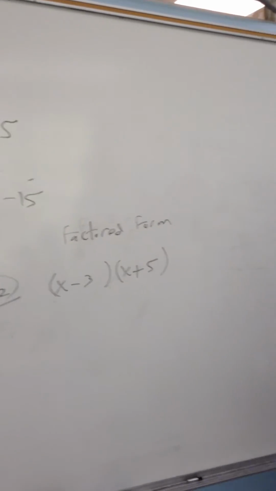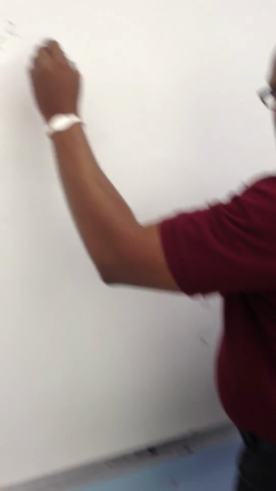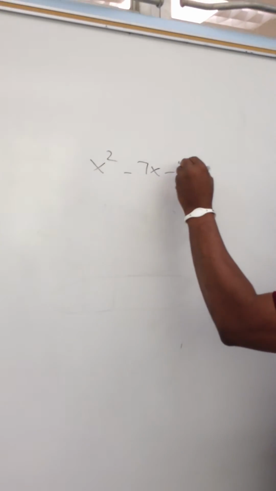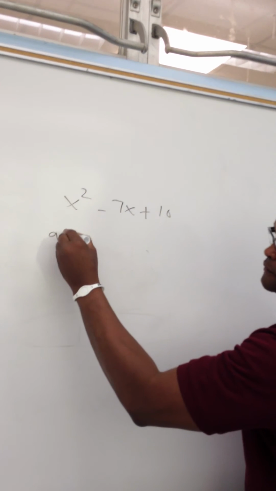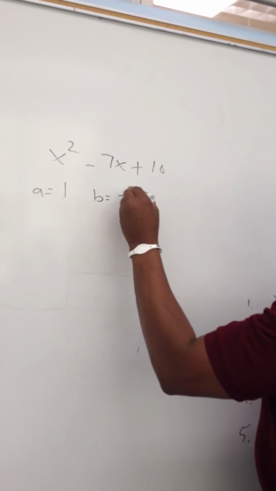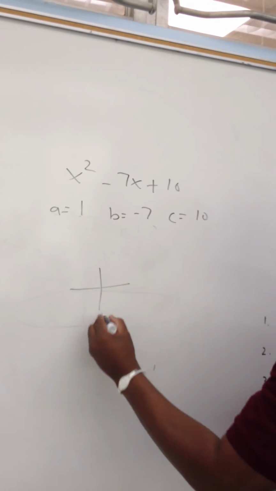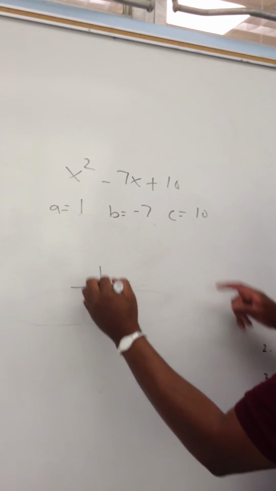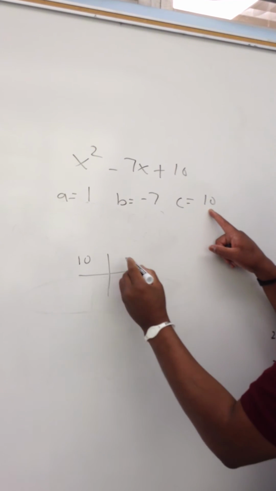Let's try one more. The next one I'm going to try is x squared minus 7x plus 10. You're going to identify A, B, and C once again. A will be 1, B is going to equal negative 7, and C is going to equal 10. You're going to come down and do a product column, A times C, 1 times 10, which gives you 10. B is going to be negative 7.